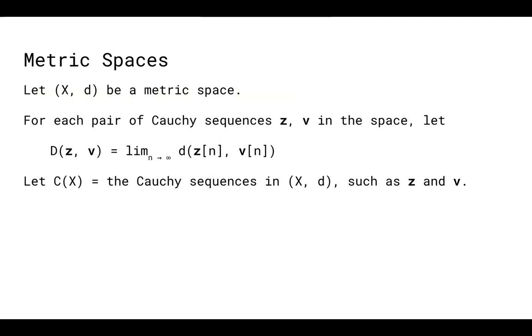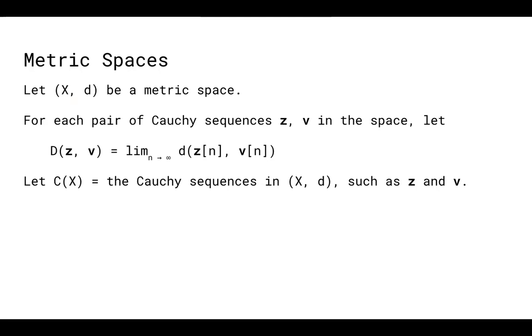I want to use capital C of X to be the set of Cauchy sequences in our original space, like the ones I just discussed. Now, immediately, your brain should be going, is D a metric on capital C? And the answer is no, because there might be two different non-equal sequences that converge to the same place. Those would have a quote unquote distance of 0 despite being different, which would contradict our property that the distance from me to me is 0 and the distance from me to anybody else is more than 0. Does that make sense?